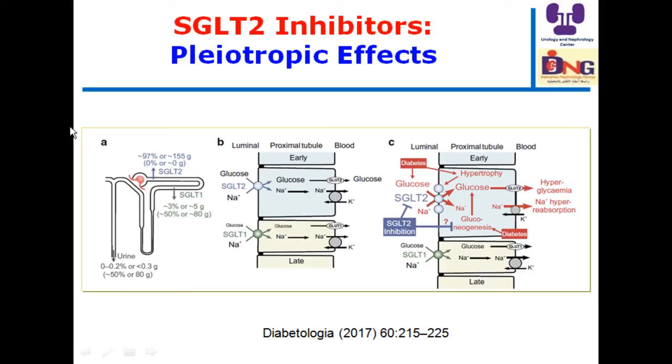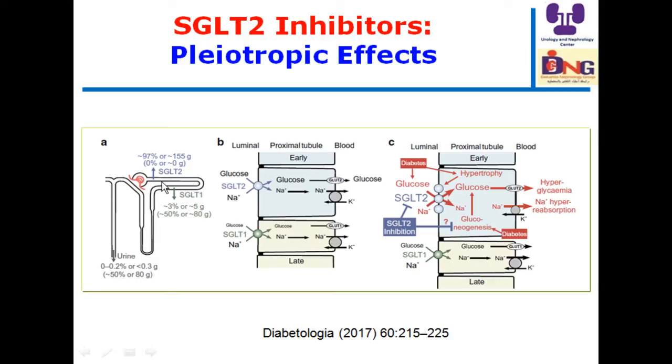take this as an example, if we have normal GFR and normal serum glucose, 160 grams of glucose is filtered every day. That should be completely absorbed within the proximal convoluted tubule. So the net result is we find no glucose in the urine if serum glucose is normal. This is an example of 160 grams; you can find another figure of 180 grams.